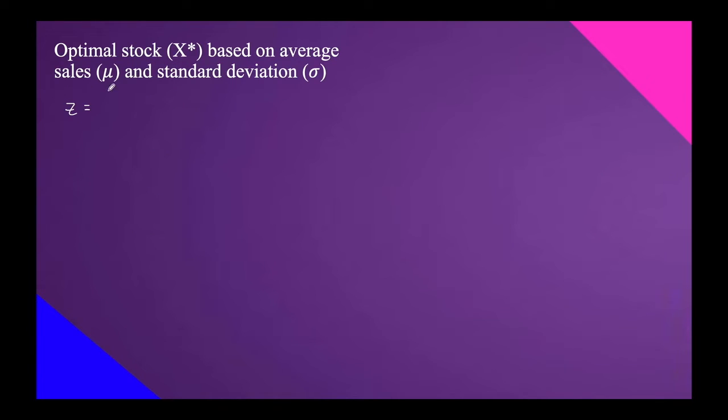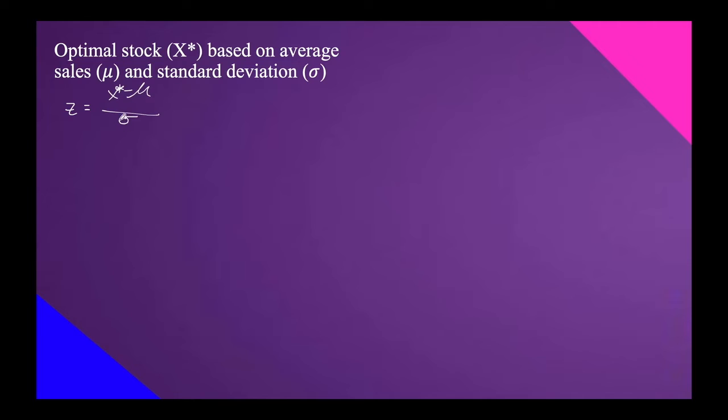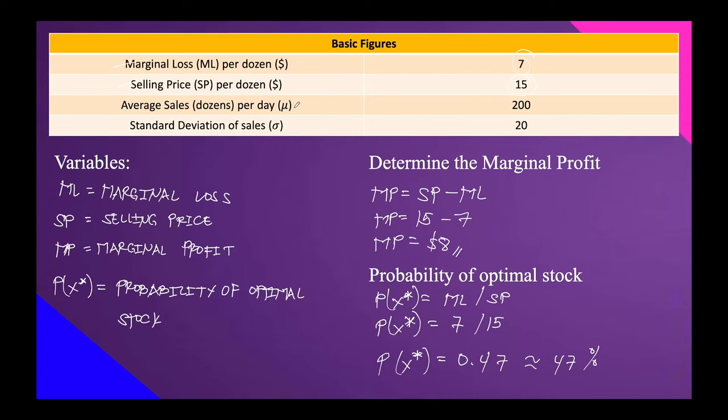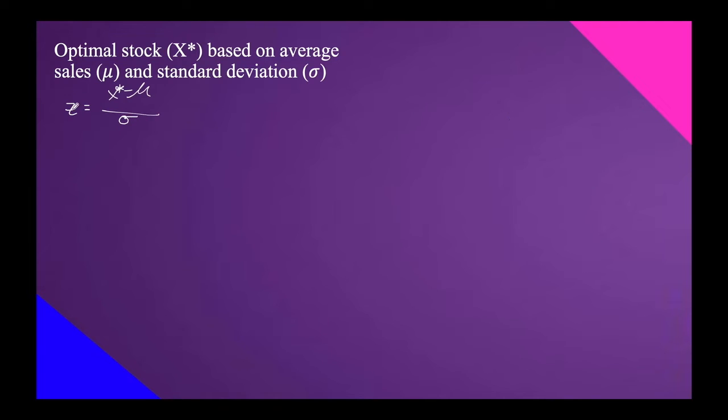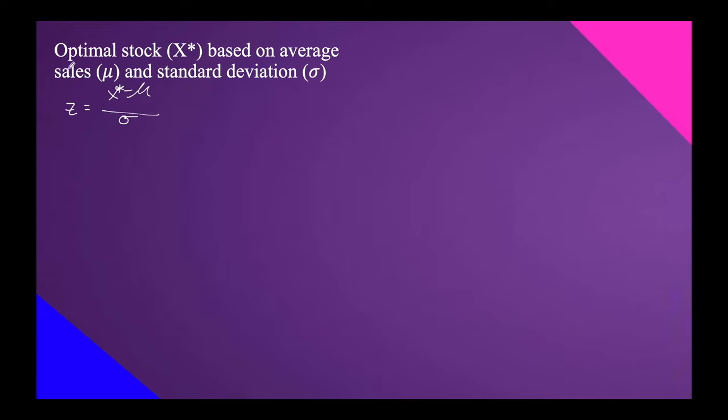So, let's have here x minus mu over sigma. As you can see, guys, we already have the mu. Ano yung value ng mu? Ito, 200. We also have here yung sigma. Anong value ng sigma? 20. After that, we actually have the value of z na, dahil na-compute na natin siya, 0.08, from the area na 0.53. Ang wala tayo is yung x, kasi ayun yung optimal stock.